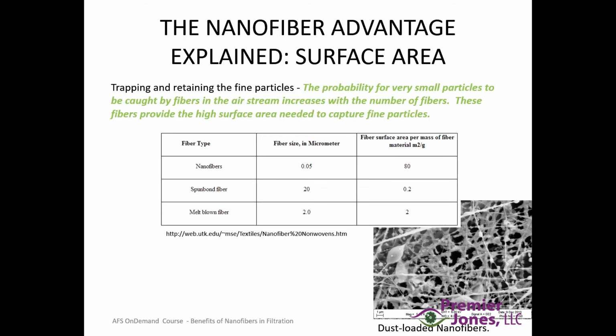When it comes to trapping and retaining fine particles, nanofibers have the advantage. Notice on the table above, a 0.05 micron fiber has a surface area per unit mass of 80, whereas a typical 2 micron melt-blown fiber has a specific surface area of only 2. This dramatic difference in surface area enables the nanofibers to efficiently capture small particles within the airstream.